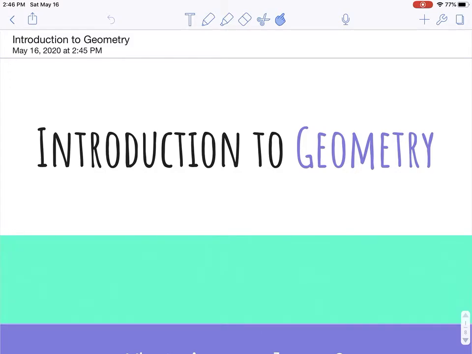Now geometry is what we are starting now after fractions. And some of this I'm going over today are some things that you learned in second grade. But that was kind of a long time ago and you're going to need to know these things moving forward, so I wanted to go over them. Okay.